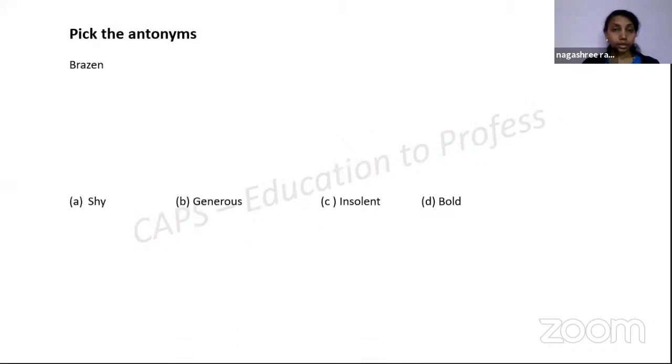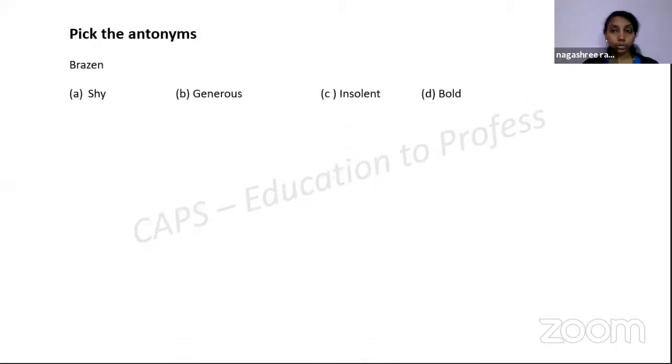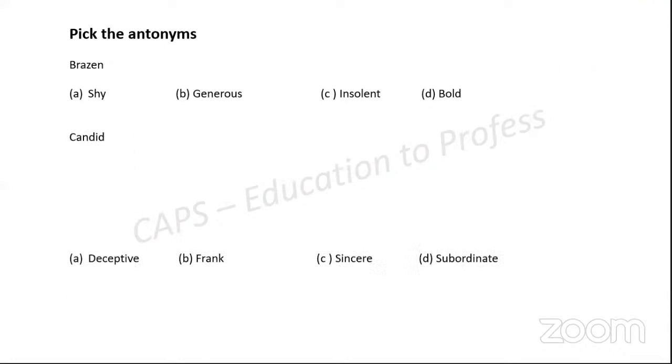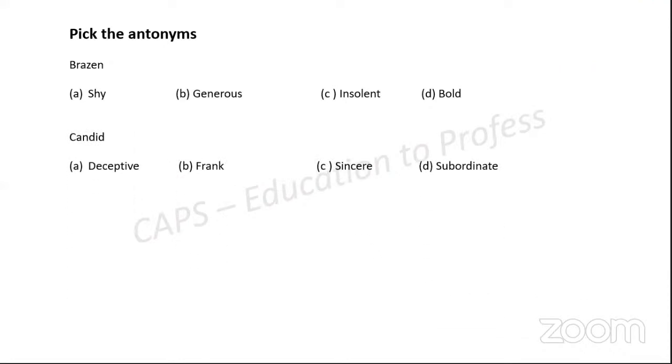Now, antonyms. Pick the antonyms. What can the antonym for brazen be? What does brazen mean? Bold. So what can be the antonym? Shy. Right. Candid. What does candid mean? Being frank. So what can be the antonym for this? Frank or deceptive? Deceptive. Because frank would give the same meaning as candid.